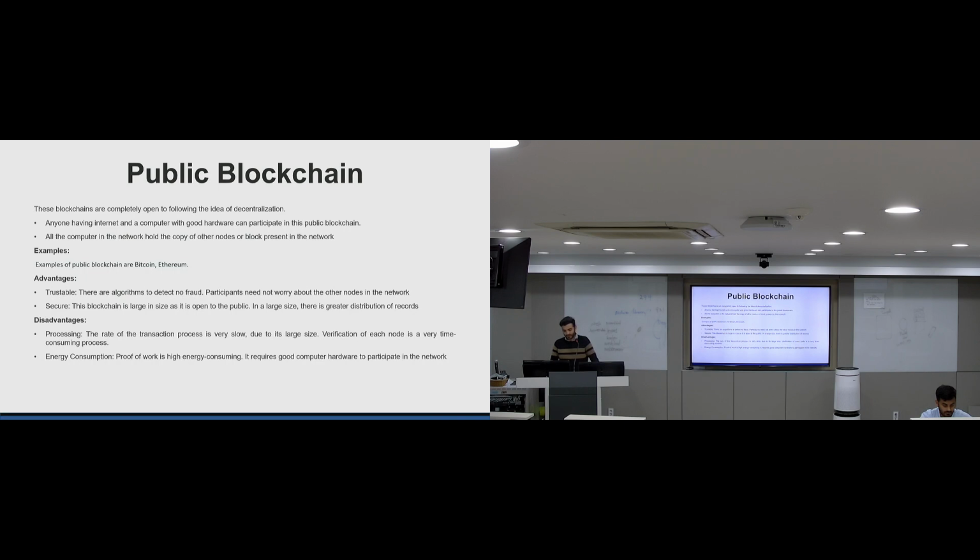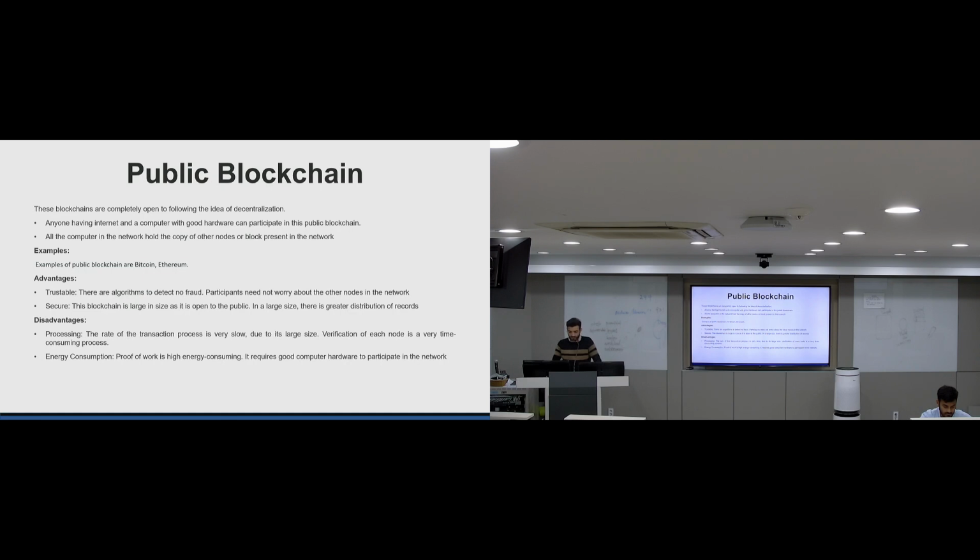Advantages: it's trustable. There are algorithms to detect fraud. Participants need not worry about the other nodes in the network. Also, it's secure. This blockchain is large in size as it is open to the public. In a large size, there is greater distribution of records.